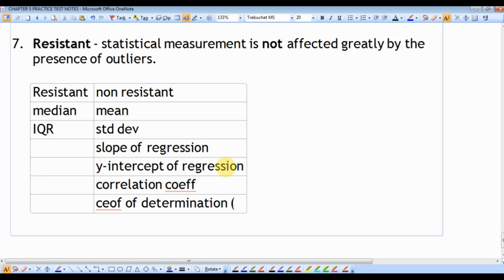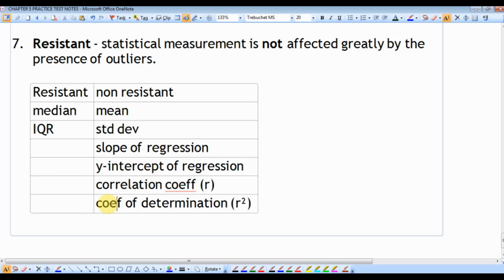What's a correlation coefficient? It's the number that tells how correlated numbers are, like negative 1, 0, and 1. Correlation coefficient is R. Coefficient of determination is R squared, and it's the variation thing. The correlation coefficient always has to be between negative 1 and 1.